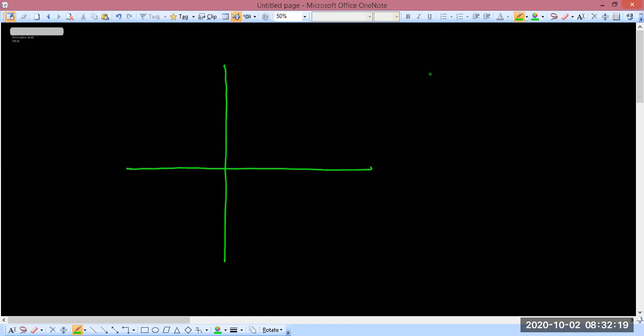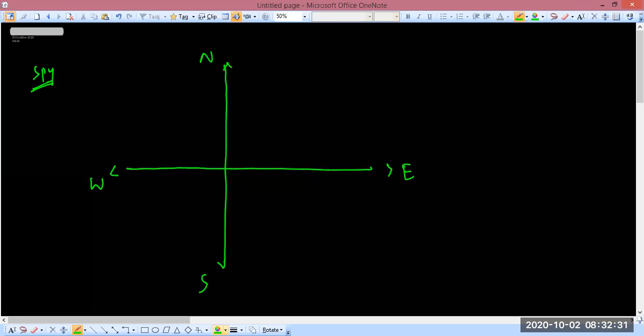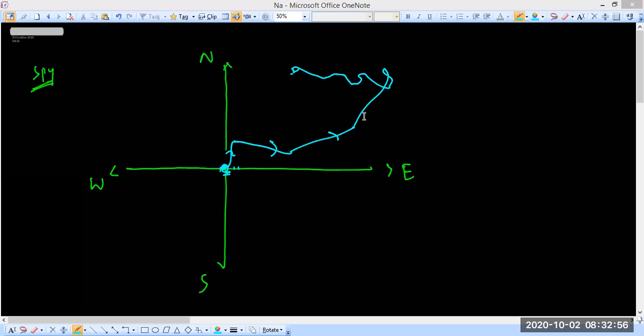Let's say that this is as usual. East on this side, west here, north here, south here. Okay. And we are spying. So suppose this is that terrorist house, right? The terrorist starts from here. Starts from origin, moves over there, moves over here, moves over here, and finally reaches this point.